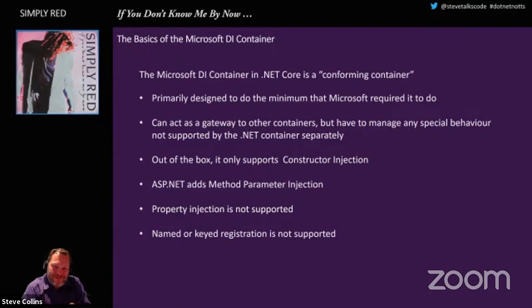Dependency injection, the basics. If you don't know this by now, well, this is all the sort of stuff that everyone kind of really knows about the Microsoft DI container. The DI container from Microsoft in .NET Core is a conforming container. So what does that mean? It effectively does the bare minimum itself, but can act as an interface, gateway, facade, however you want to call it, to other containers. So it does the bare minimum that is the lowest common denominator between all the different container implementations out there, things like AutoFac and Ninject and all those. Out of the box, on the face of it, compared to those other containers, it doesn't do a huge amount.